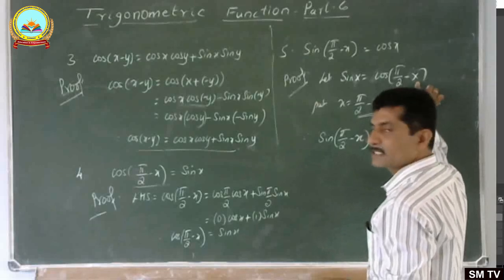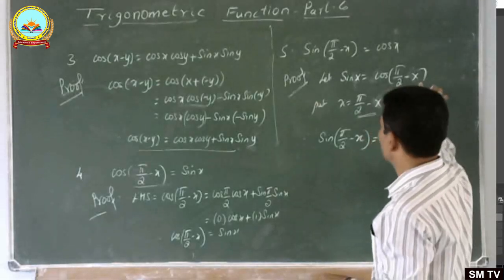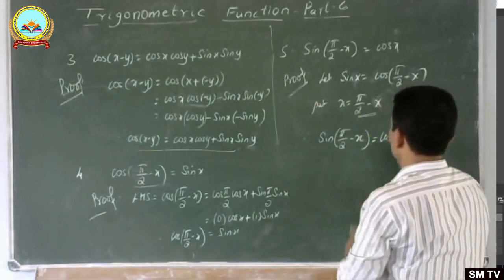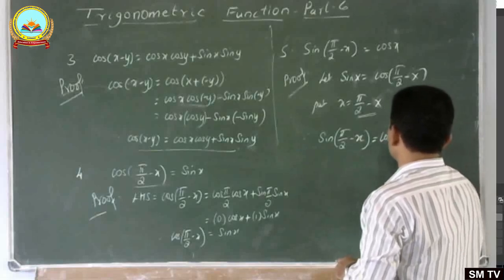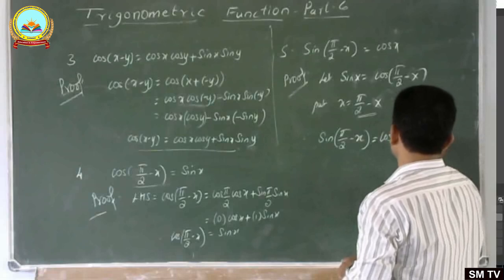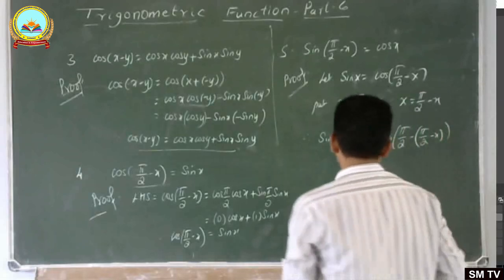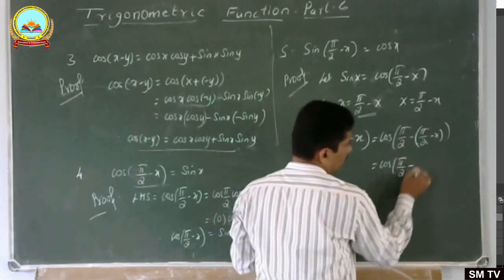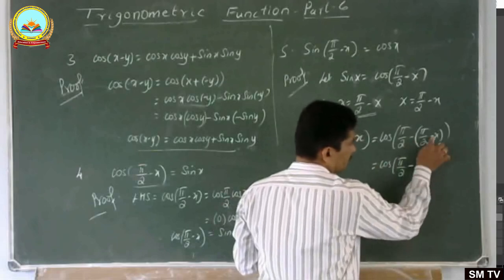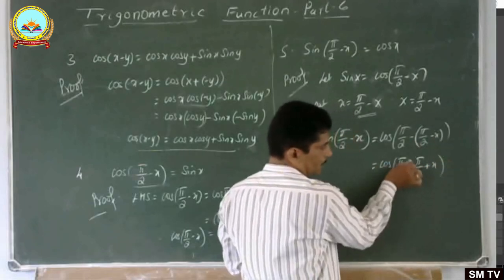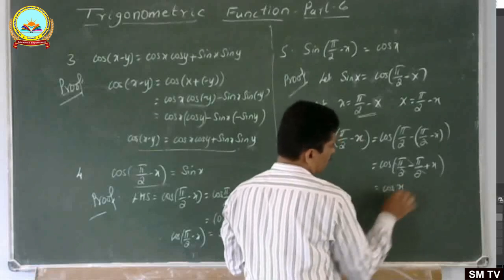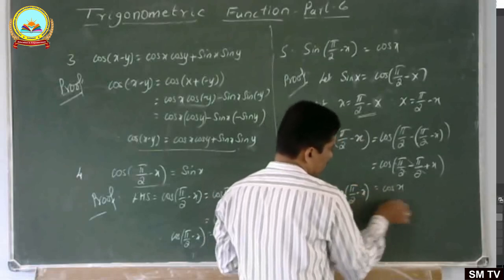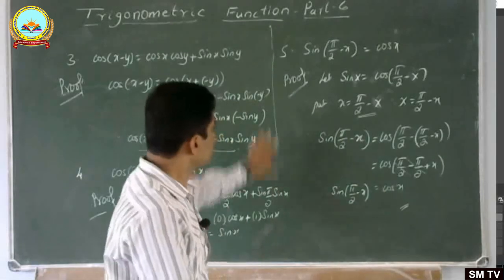cos of pi by 2 minus capital X, where capital X is equal to pi by 2 minus small x. So cos of pi by 2 minus, pi by 2 minus x. Remove the bracket: cos of pi by 2 minus pi by 2, minus into minus plus x. Here pi by 2 minus pi by 2 cancels, and you get cos x. Therefore, the sine of pi by 2 minus x is equal to cos x. This is the fifth result.